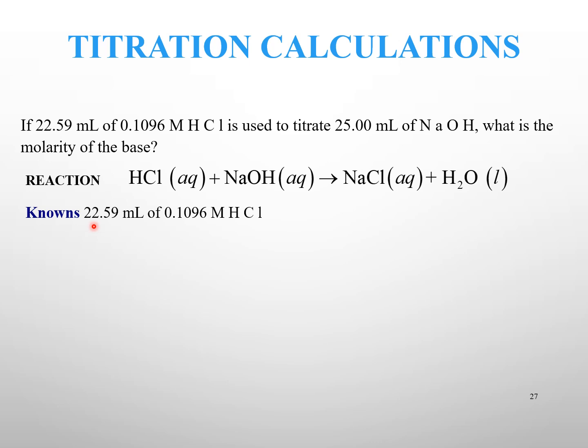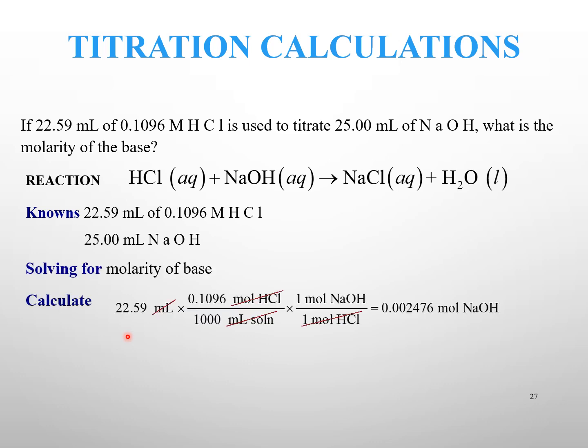So we know 22.59 mL of 0.1096 molarity hydrochloric acid. This can give me moles of acid here. And then I know that 1 mole of acid equals 1 mole of base, so it's a 1 to 1 ratio. Then I find the moles of base, and I can divide by the volume of sodium hydroxide in liters to get the molarity of my base. So that's how we would do it.